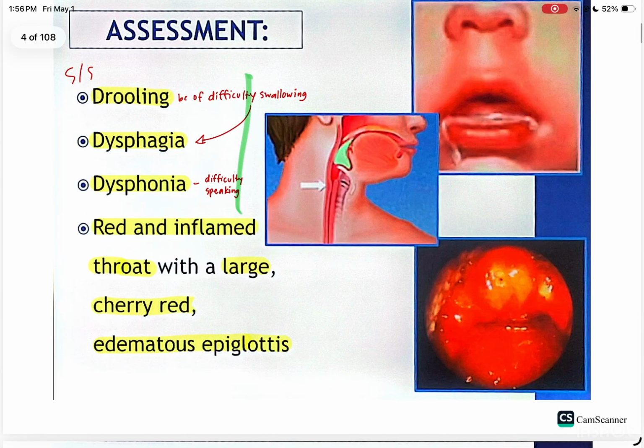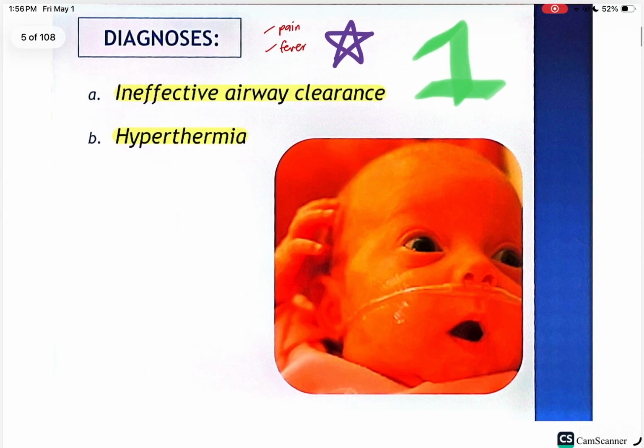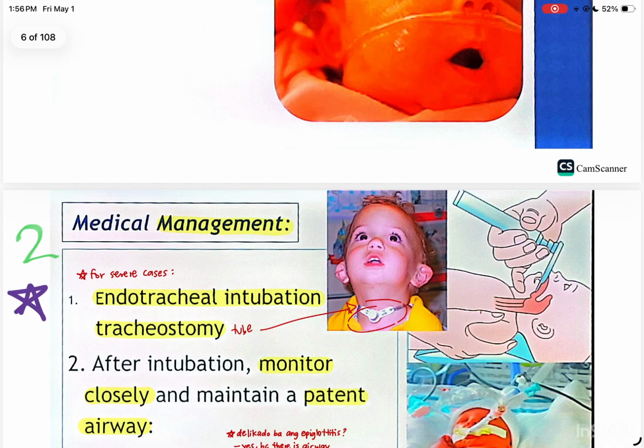So how do we diagnose this? Ineffective airway clearance related to inflamed throat. Hyperthermia, because again this is an inflammation, so it causes temperature to be increased. So that's one that we have to learn.